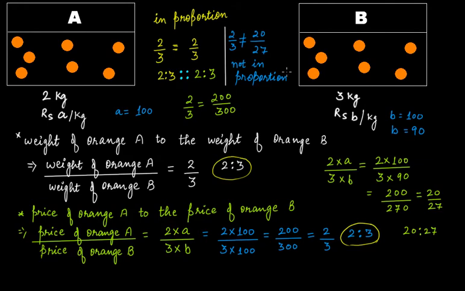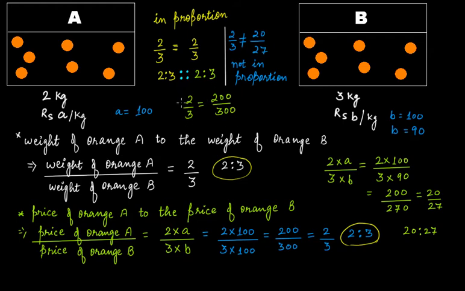And why are they not in proportion? Because the prices are different. Prices per kg are different for these two, and that is why you are not getting these two ratios in proportion. Why? Because this is completely dependent upon the weight and the per kg price. In that case, you're not getting proportion. That's why you cannot write it in this form as we have written here.